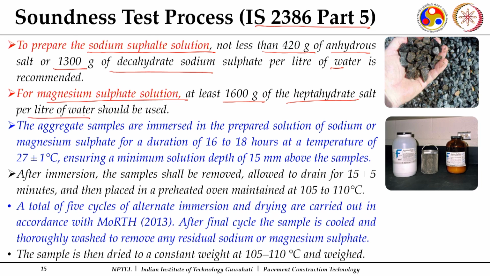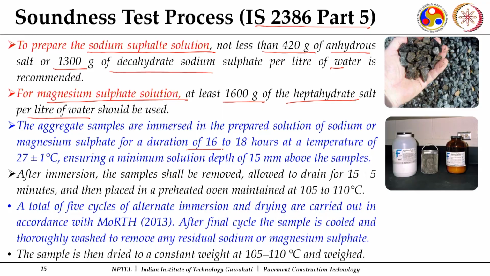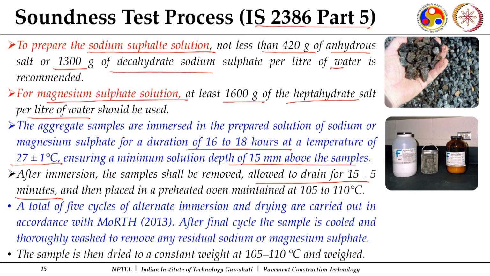Now, in these salt solutions, what is done? These aggregates are dipped for a duration of 16 to 18 hours at a temperature of 27 degrees, near ambient temperature, and you need to ensure that the aggregate samples are well below the top of your salt solution. They are kept in the salt solution for this period, and thereafter they are removed, allowed to drain for about 15 minutes, and then oven dried in a preheated oven. So, this is one cycle.